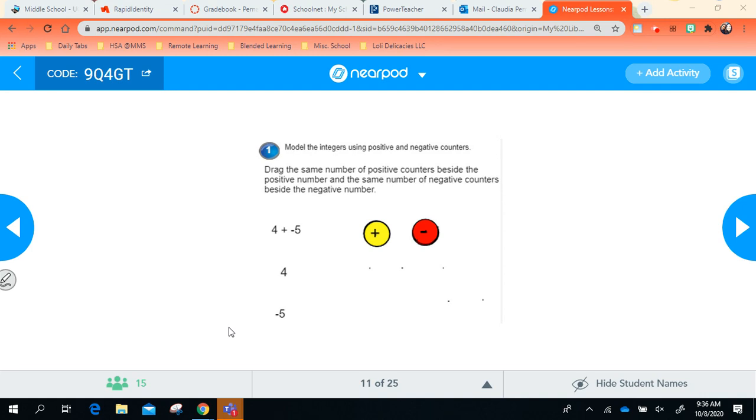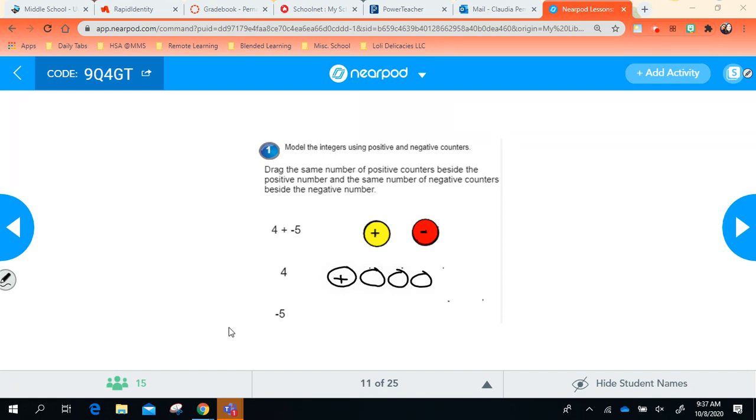Okay, so 4 plus -5. We've got our positive counters and we've got our negative counters. I'm going to go ahead and model my integers. So 4 is 4 positive or negative? It is positive. So you can either do an open circle, or an open circle with a plus, or you can just do a plus sign. Whatever you feel the most comfortable with. I feel comfortable with open and closed circles. So my 4 positive counters.